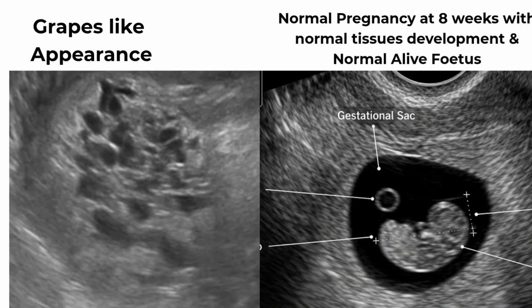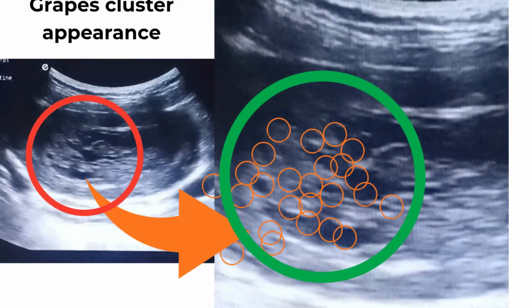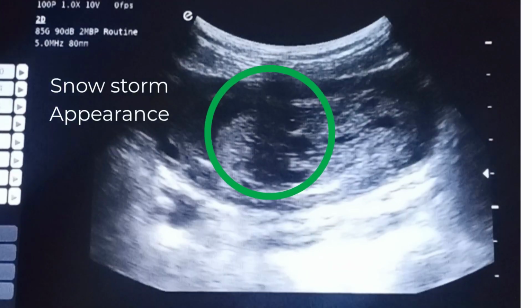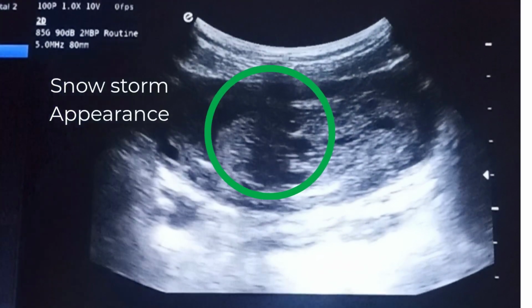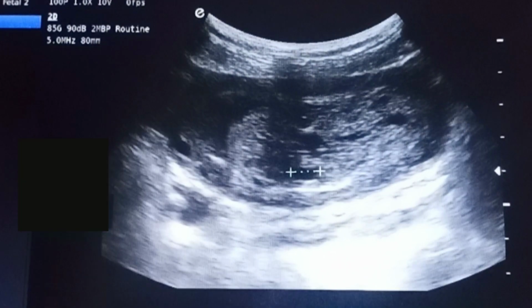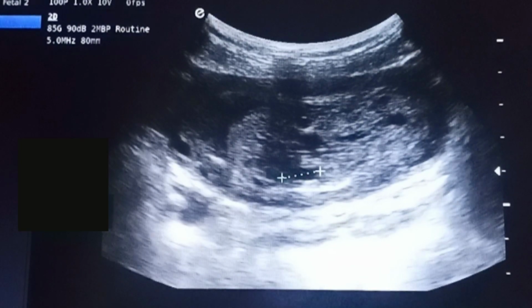At around 8 weeks of pregnancy, a normally developing intrauterine pregnancy would generally be expected to show a recognizable embryo with cardiac activity. The multiple red arrows are pointing toward the numerous small cystic spaces within the abnormal tissue. Their clustered appearance is often described as a grape-like or snowstorm appearance, which can strongly suggest a molar pregnancy on ultrasound. Now, let's compare this with a normally developing intrauterine pregnancy.